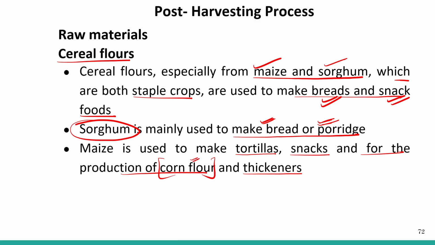This is required for so many dishes, right? So this maize is very, very important, as its flour is used for making tortillas, different snacks, and the production of corn flour and thickeners. It is also used to increase the consistency of some liquid, like soup. For thickening, we use this corn flour.